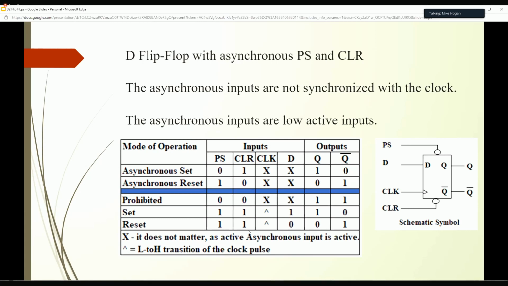If we look at preset and clear, both of those are what we're going to call asynchronous. Asynchronous meaning that it does not need a clock pulse in order to change or to impact the output. If I hit clear, it clears. It doesn't wait for a clock pulse to clear. If I hit preset, it's going to set Q to 1. It's not going to wait until I get a next clock pulse. Okay.